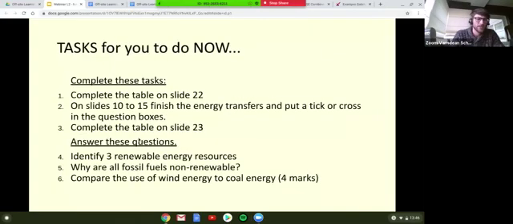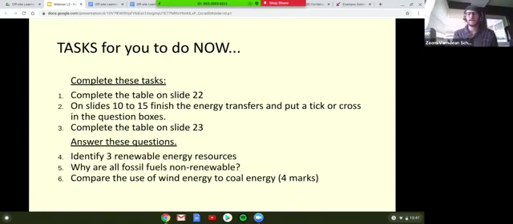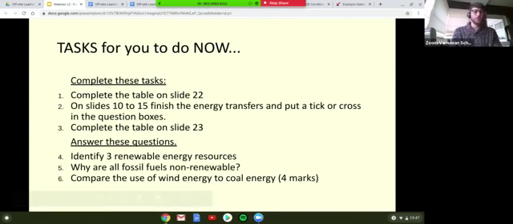And then finally answer these questions. You need to identify 3 renewable energy resources. Why are fossil fuels non-renewable? And compare the use of wind energy to coal energy. There's 4 marks available for that last question. So there's a few things for you to get on with there. If you've got any questions about any of those tasks now, then I'm more than happy to answer them for you. But if not, then we're going to finish our presentation there.